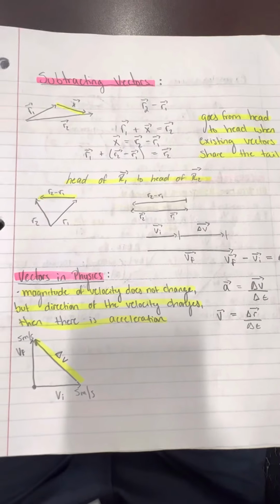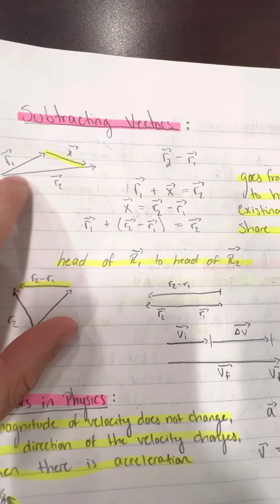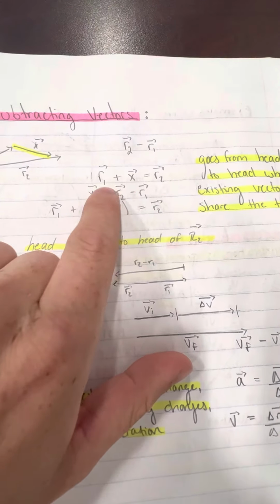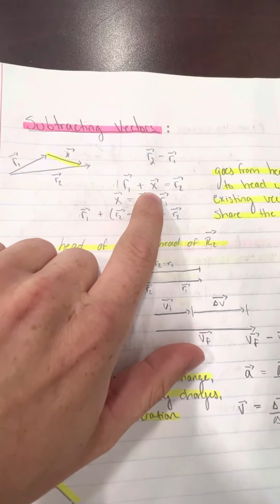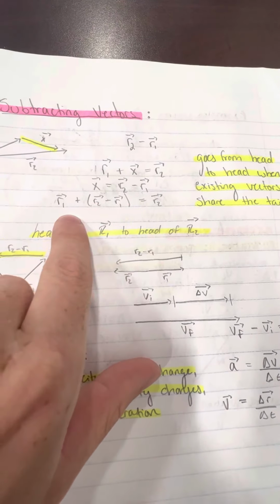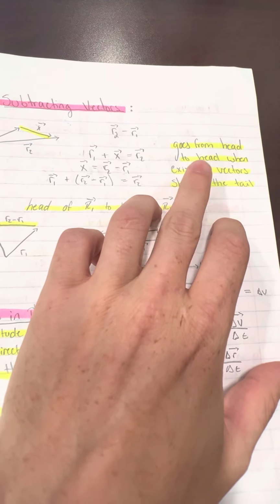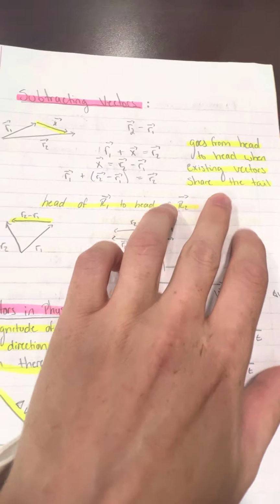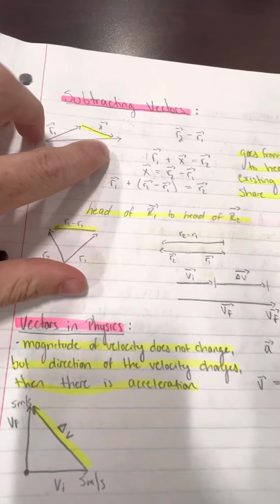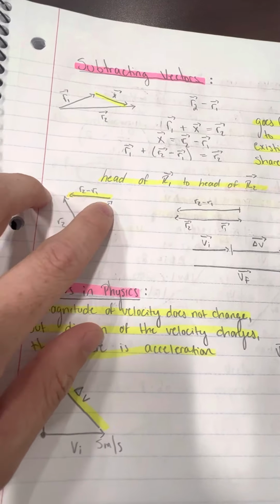We also have subtracting vectors. So you have R2 minus R1 makes X. So here you go. The R1 vector plus the X vector equals R2. And you can simplify it to what this equals. And then it goes from the head to head when the vectors share the same tail. So it goes from the head of R1 to the head of R2. Here we have R1, R2. This is R2 minus R1, sorry.